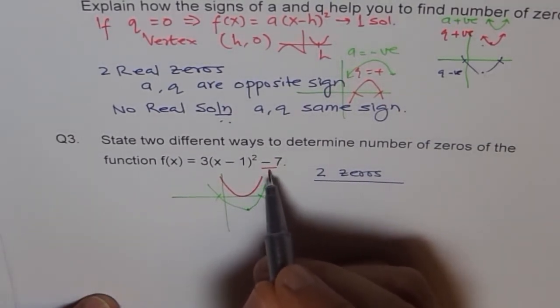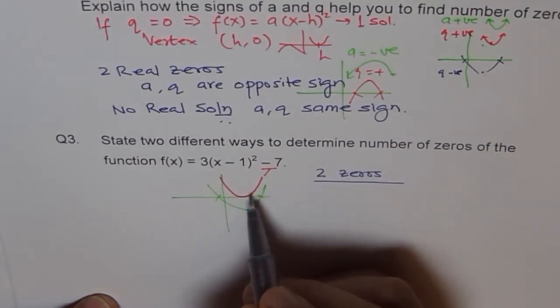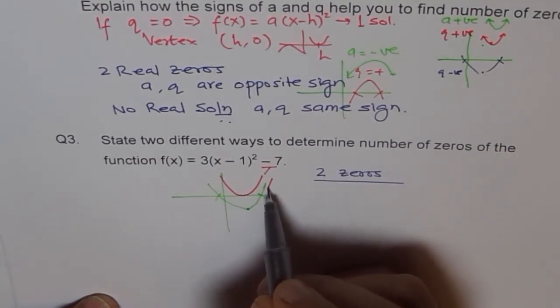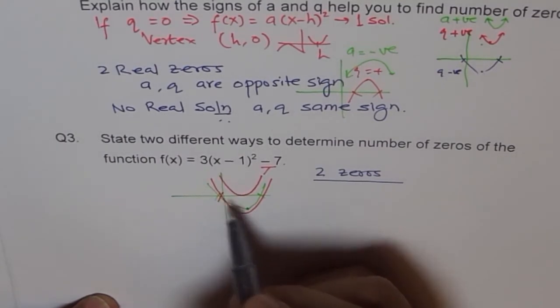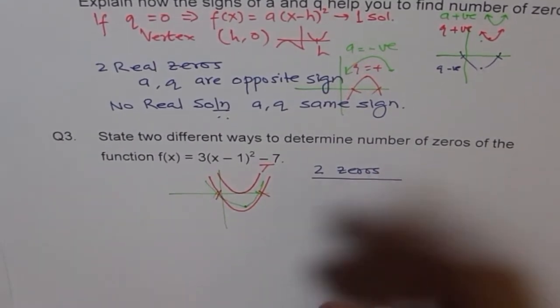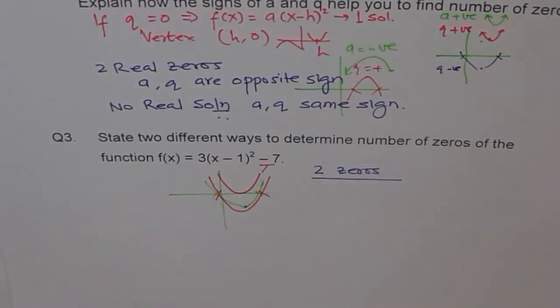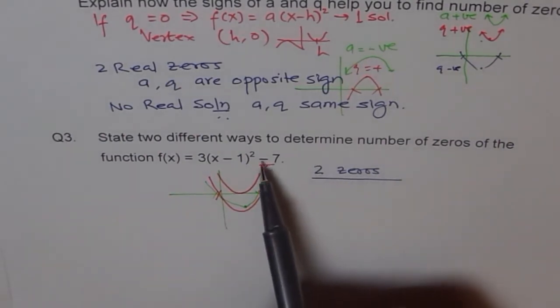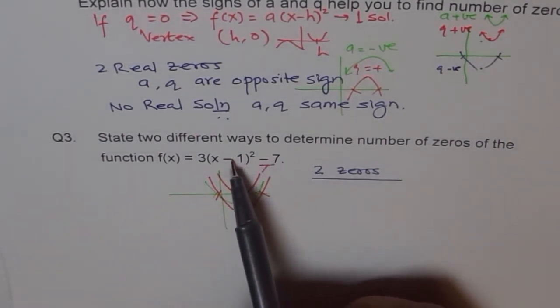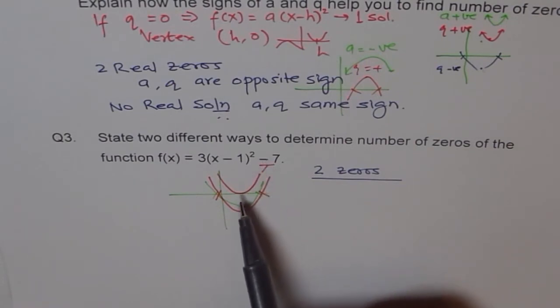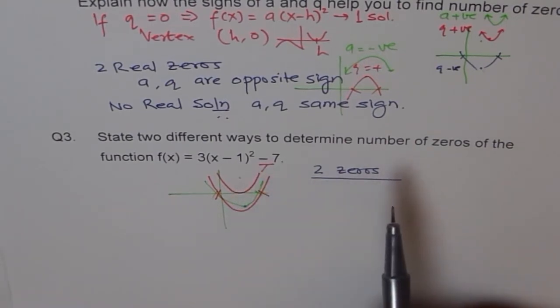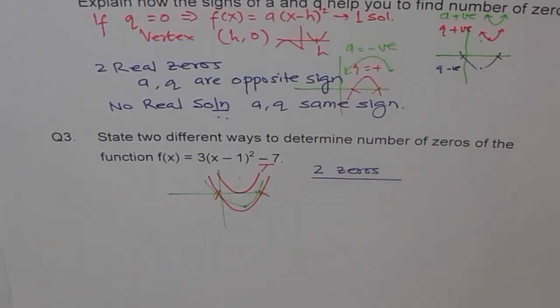Now if I add minus 7 to this, then what happens? This will move down, and if I move it down, then I'll definitely get two solutions. So this is another explanation of the same thing: imagine this number is not there, then we have one solution. If this was positive, then we would have moved up, right? No solution. Do you understand? So that is the second way of explaining that we'll have two solutions for this particular equation. I hope you understand and enjoy this particular video.